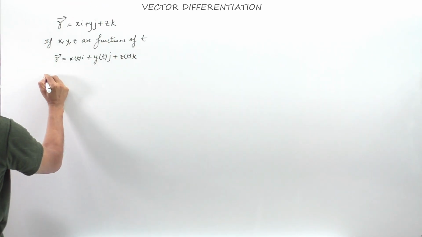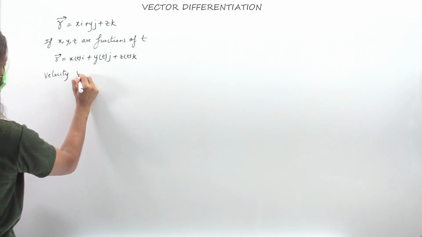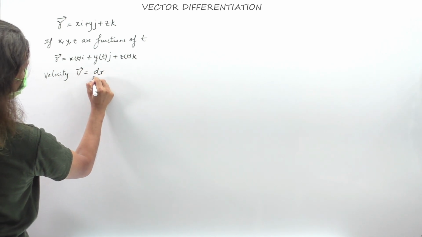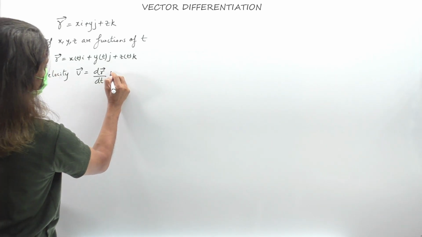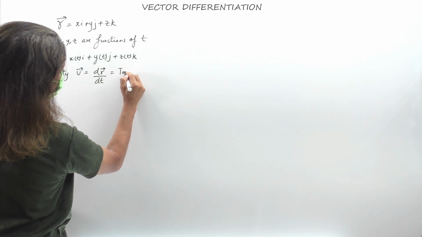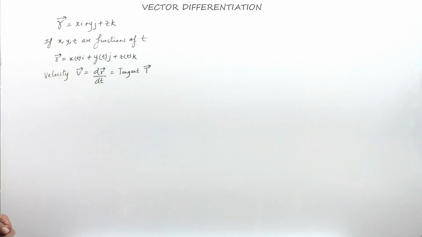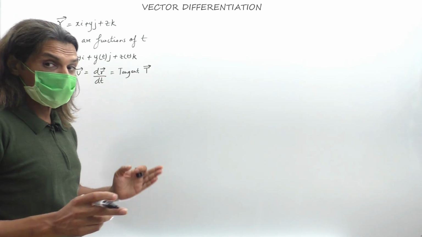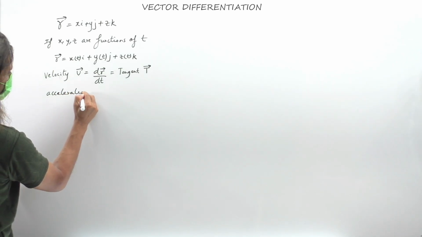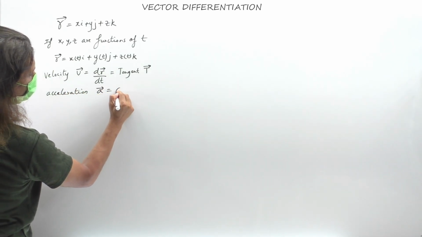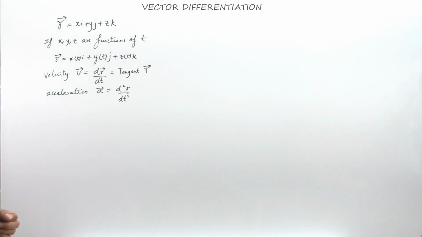For this, the velocity is given as v vector is equal to dr by dt, differentiation of r with respect to t. Now, this velocity is also called the tangent vector t. Okay. See, velocity is given by v is equal to dr by dt. So, the acceleration is given as acceleration a vector is equal to d square r by dt square. This is basic stuff. Okay.